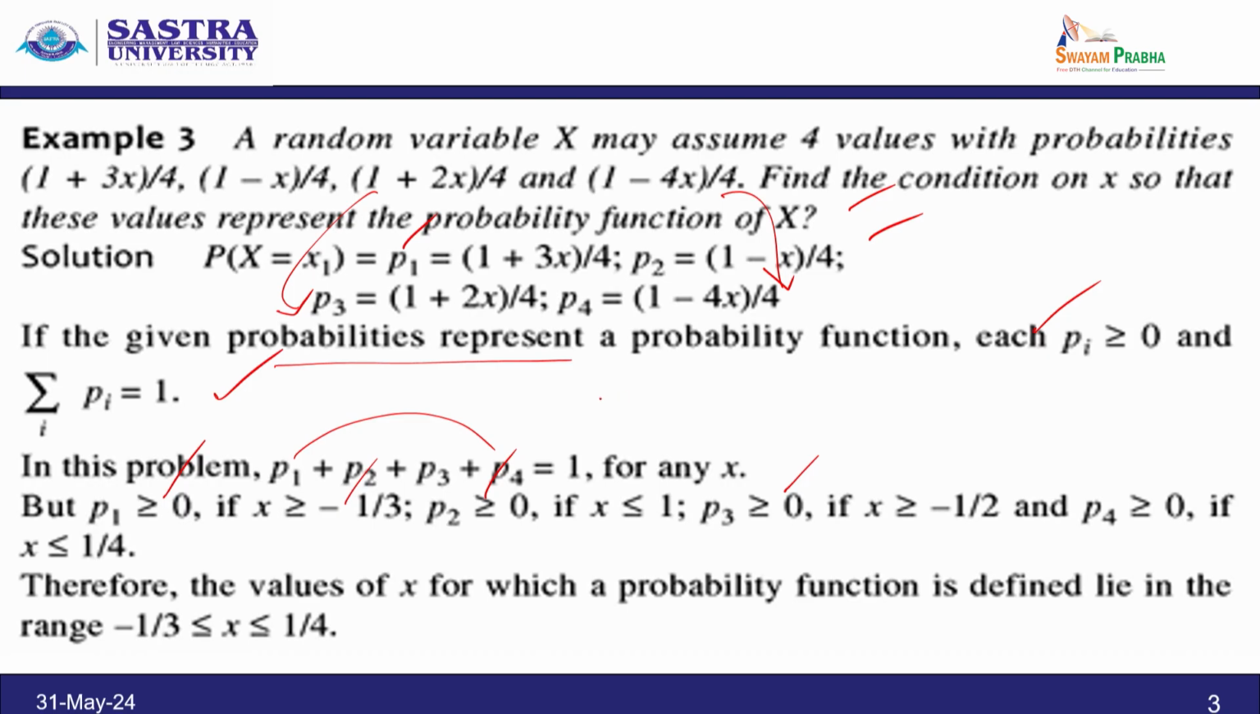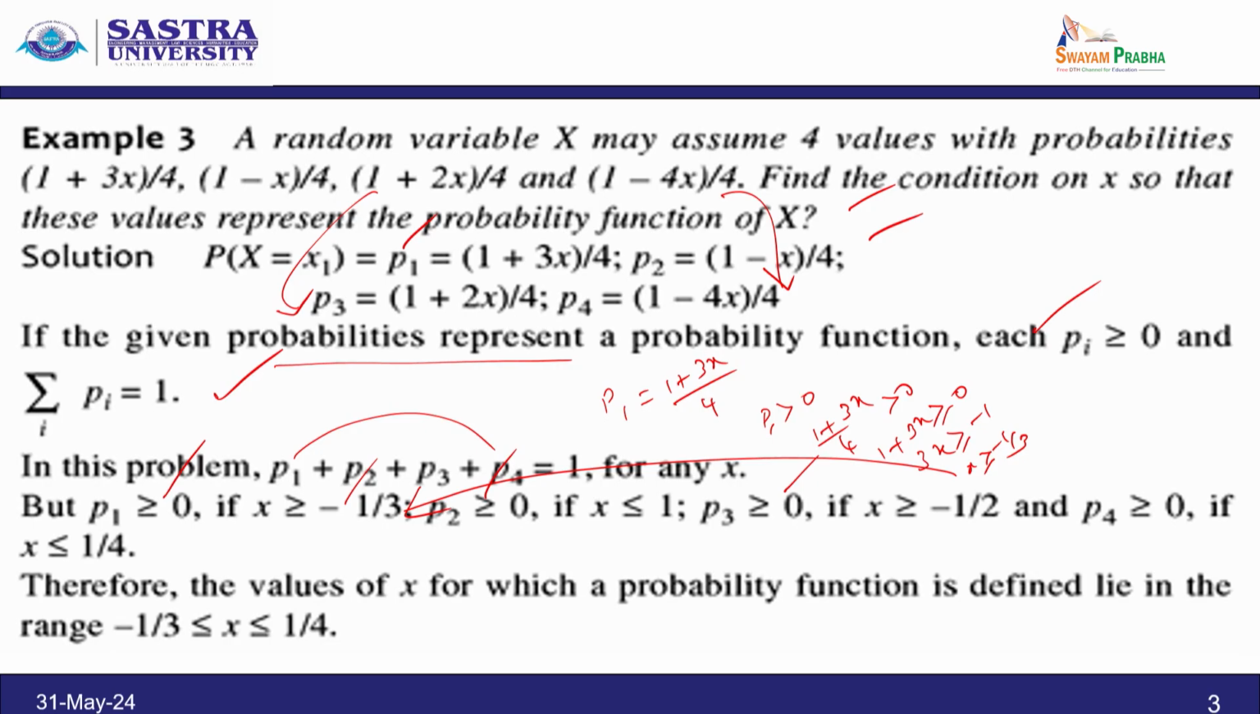Say for example, you take p1 equal to 1 plus 3x by 4, and you think about p1 being positive. What happened? 1 plus 3x by 4 is positive, and then 1 plus 3x is greater than or equal to 0. So, 3x is greater than or equal to minus 1, therefore, x is greater than or equal to minus 1 by 3. So, this is the way we can deduce x is greater than or equal to minus 1 by 3. Similarly, go with p2, p3, p4.